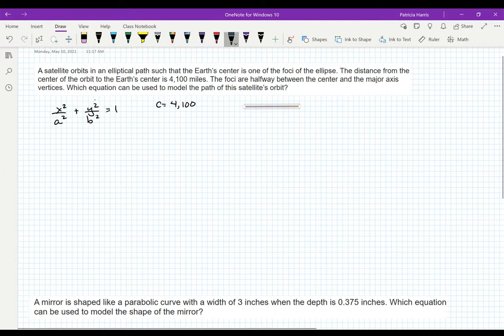So if you know that this is the center and you know that this is the major axis vertice, you know that the foci is right in the middle. Okay, so if it's right in the middle and the center to the foci is 4,100 miles, then foci to the vertice is 4,100 miles as well. So now you know the A. 2 times 4,100 miles.